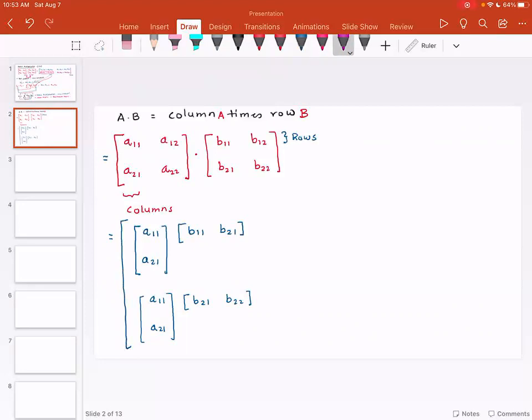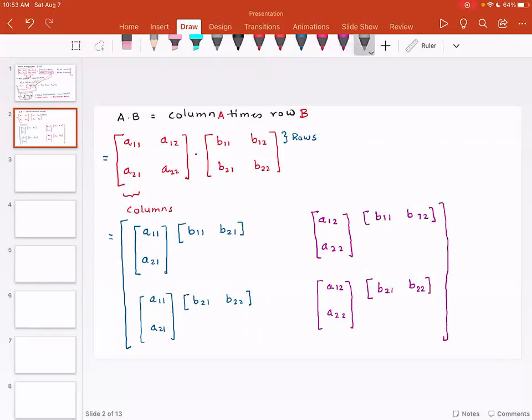Usually we don't do multiplication like this when we study undergraduate linear algebra. 2, 2. B11, B12, A12, A22, B21, B22.